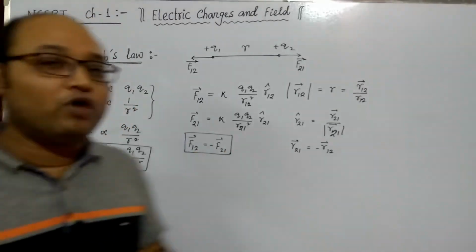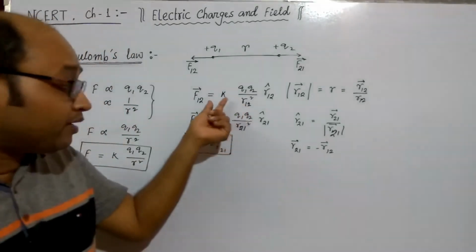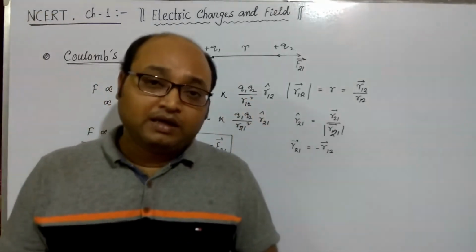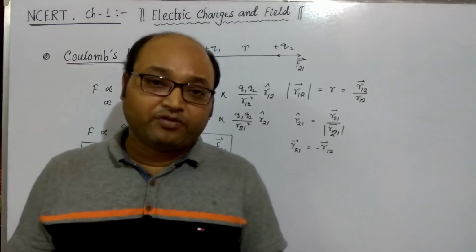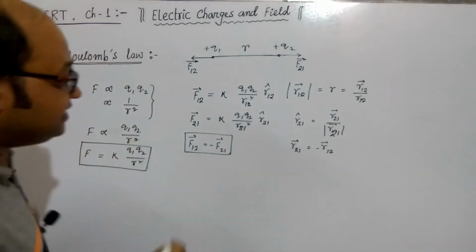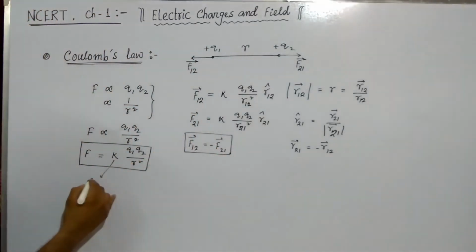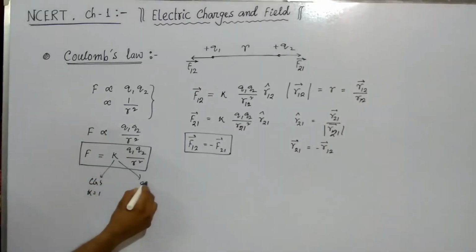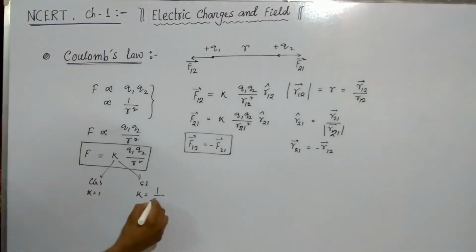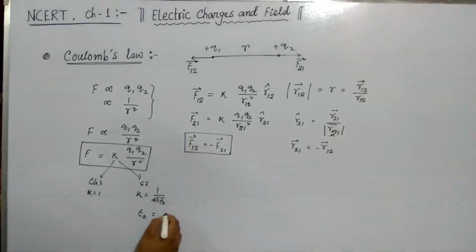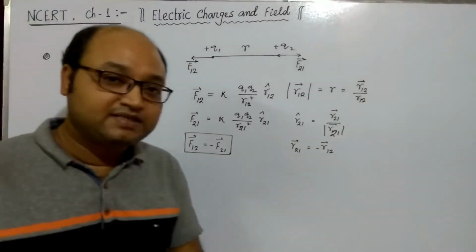Now, let me introduce one more fact: what about this constant K? Actually, the constant depends on the system of units. There is a certain value of K. In CGS units, the value of that constant is 1, and in SI units, the value of the constant is equal to 1 by 4 pi epsilon naught, where epsilon naught is the free space permittivity. The value of epsilon naught is 10 to the power minus 9 by 36 pi, having the unit of farad per meter. So, this is a basic discussion on Coulomb's law.